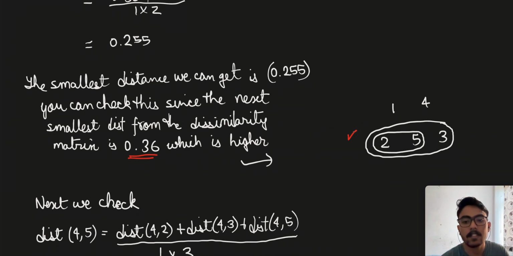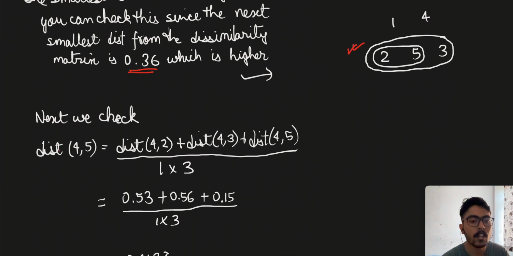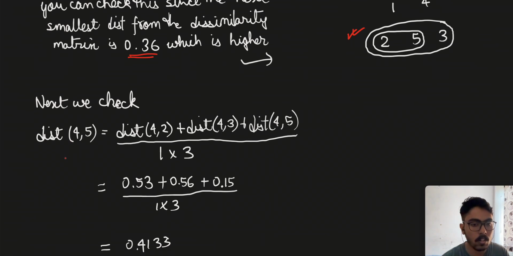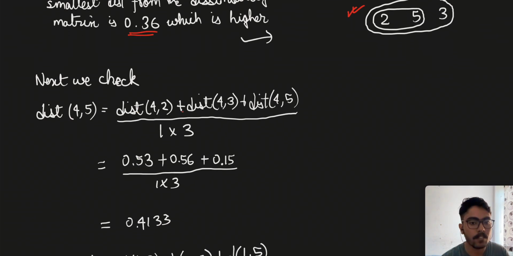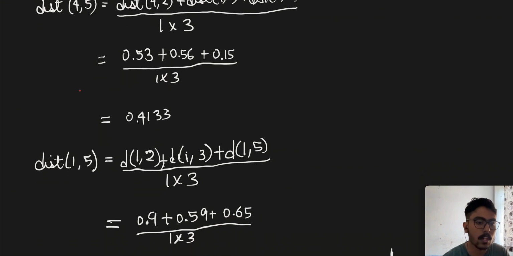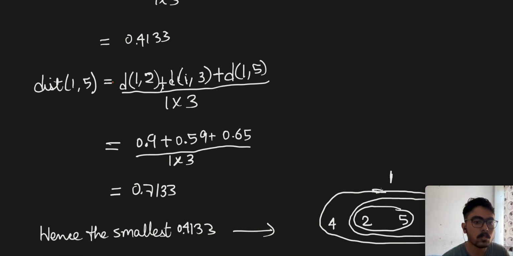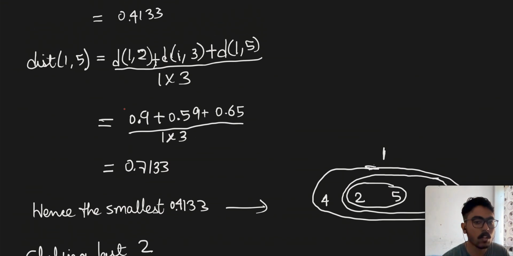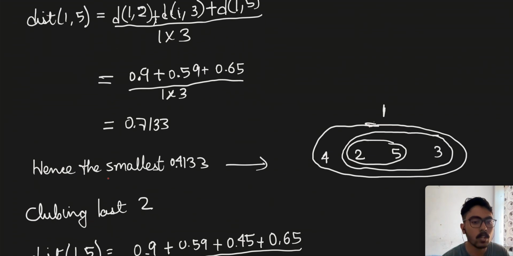So then we have this particular cluster ordering. Next we check 4 comma 5 according to the ordering. So it is 0.53, 0.56, 0.15, 1 into 3. So we get 0.4133. We can check further also. So 1 comma 5 comes to 0.7133. Comparing all the distances, we get that the smallest is 0.4133, hence 4 will be clustered. So 4 is now clustered.